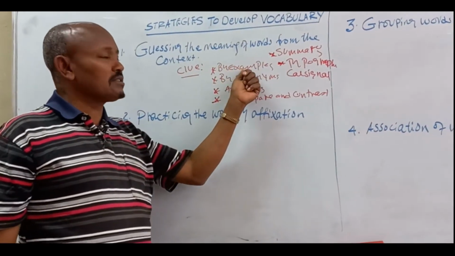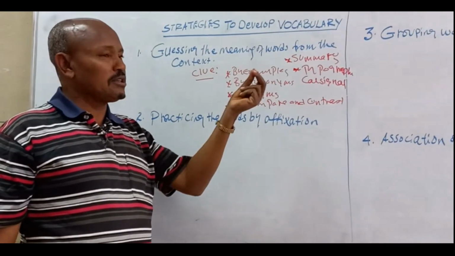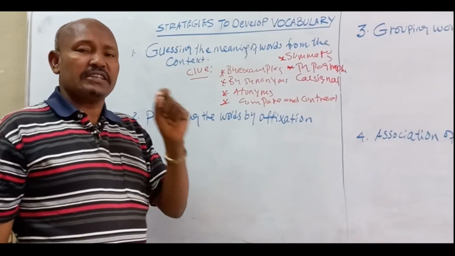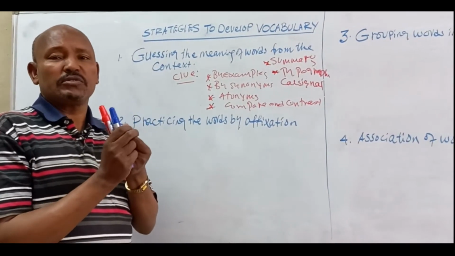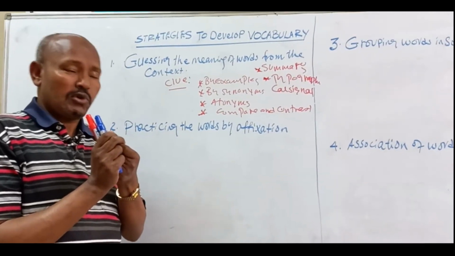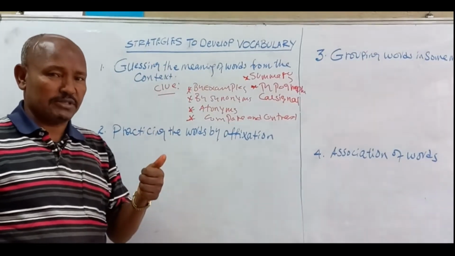So, examples support the underlined words. We find the examples, we read the examples, and those examples give us clues to define the meaning of the underlined words. So a clue can be found by examples or stated by examples.